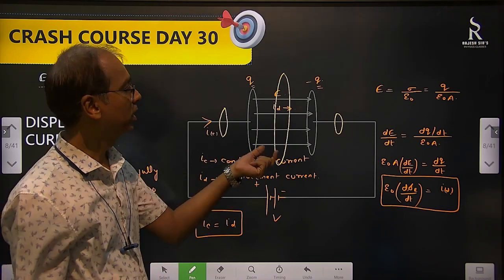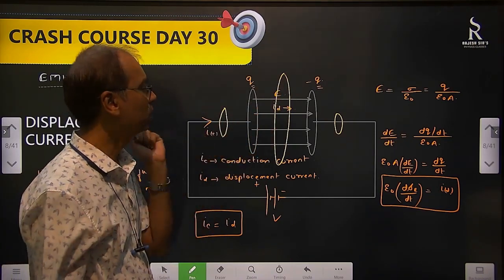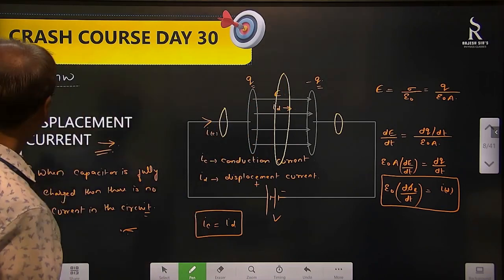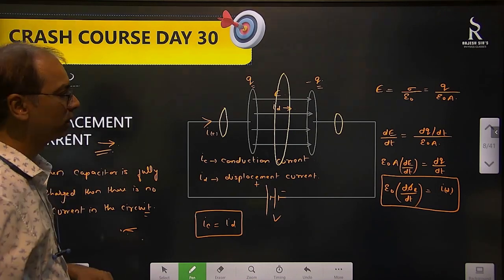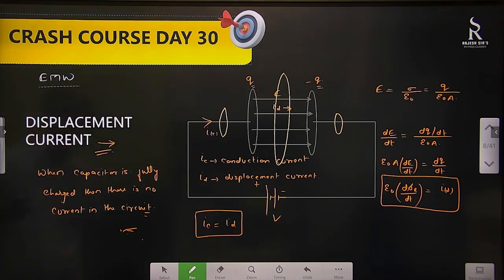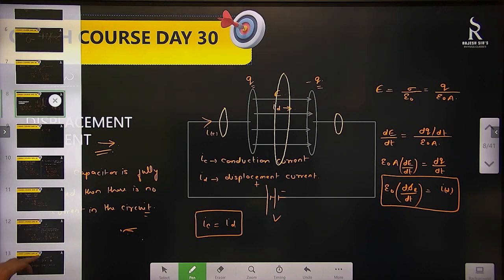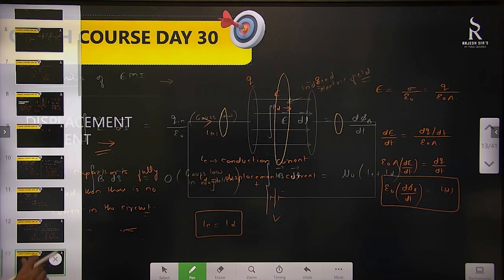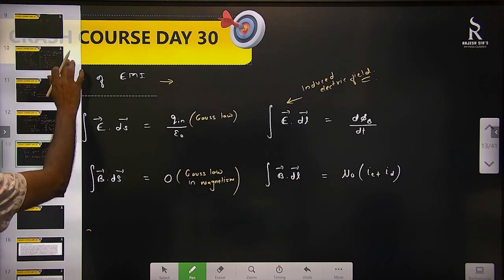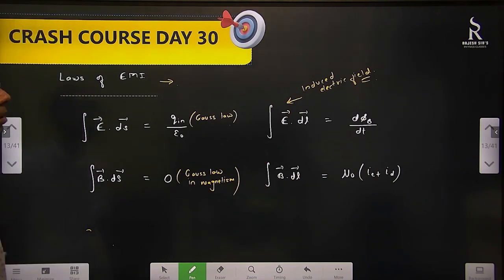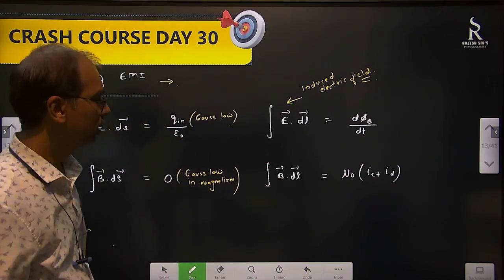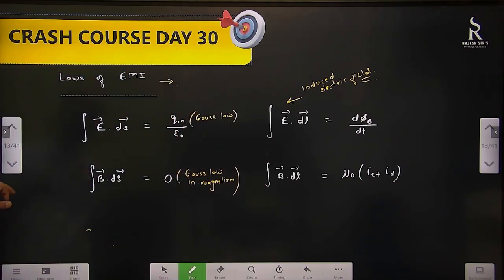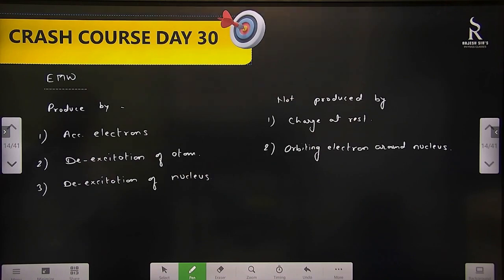So here it will be only ID, here it will be only IC. So in Ampere's law a correction was made, that the magnetic field is due to both conduction current and displacement current. So B dot dl equals mu naught (IC plus ID). Right? Okay, now we are moving towards electromagnetic waves.